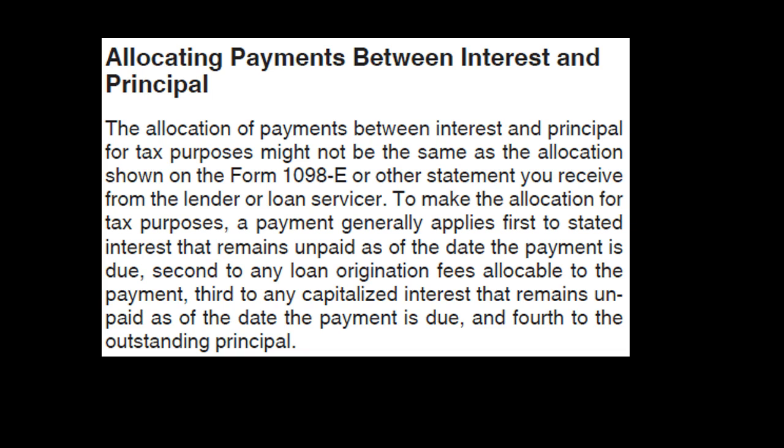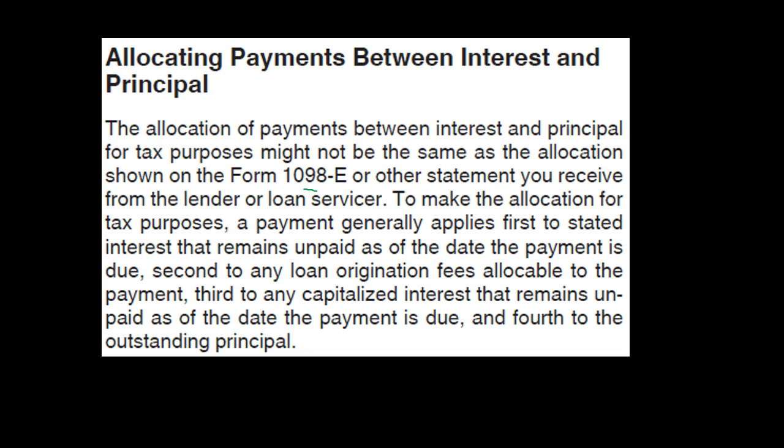Allocating payments between interest and principal portion. The allocation of payments between interest and principal for tax purposes might not be the same as the allocation shown on Form 1098-E. So we're going to receive the Form 1098-E. You would think, hopefully, that the 1098-E would be what we can use to put the information directly into the tax return. But the allocation shown on 1098-E may not be the same as the allocation between interest and principal. Back to the text. Or other statement you receive from the lender or loan servicer.